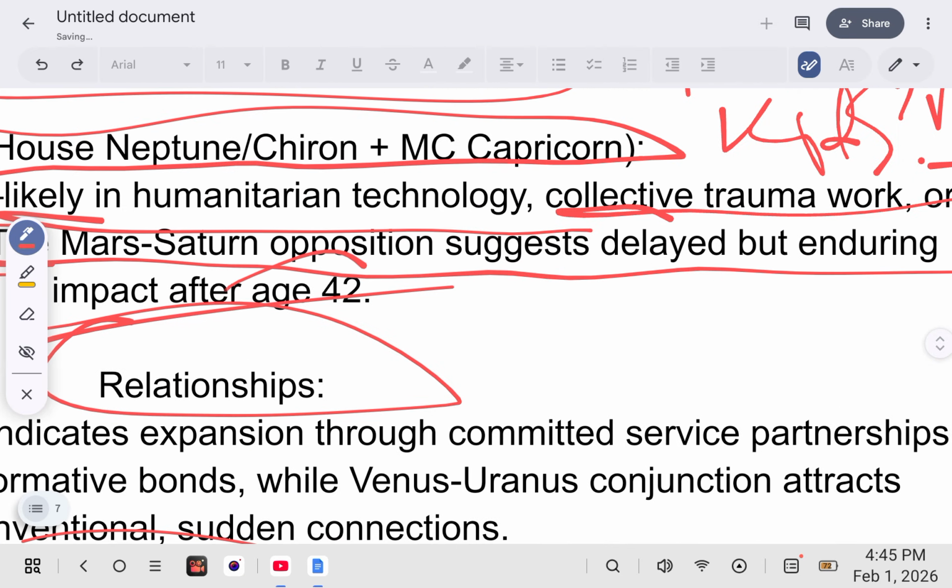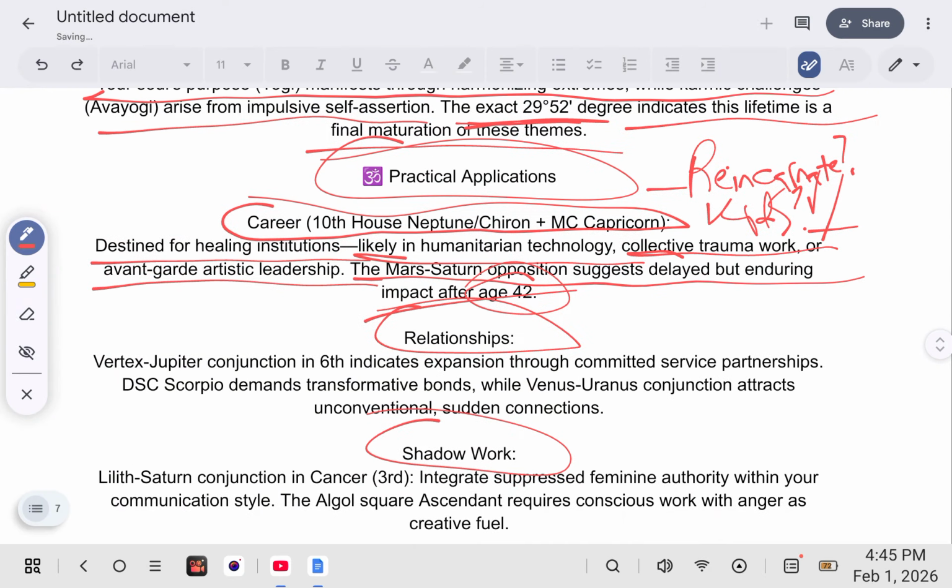So I have to wait until I'm 42. It suggests it's delayed because, yes, there's a Mars-Saturn opposition. But I'll still see success. It's just going to be easier at the age of 42 for some reason.